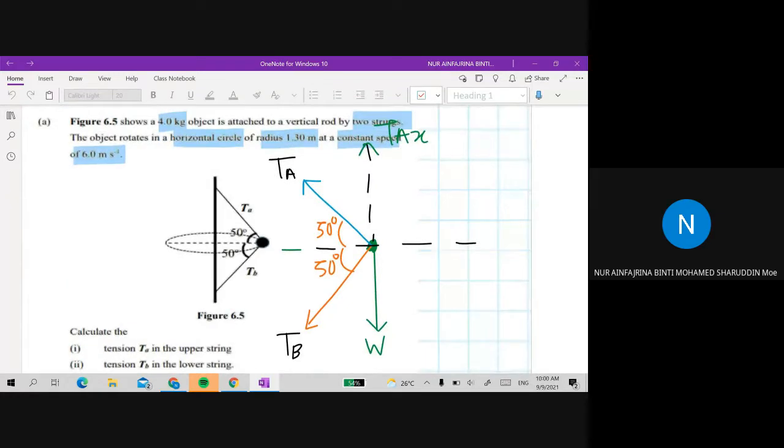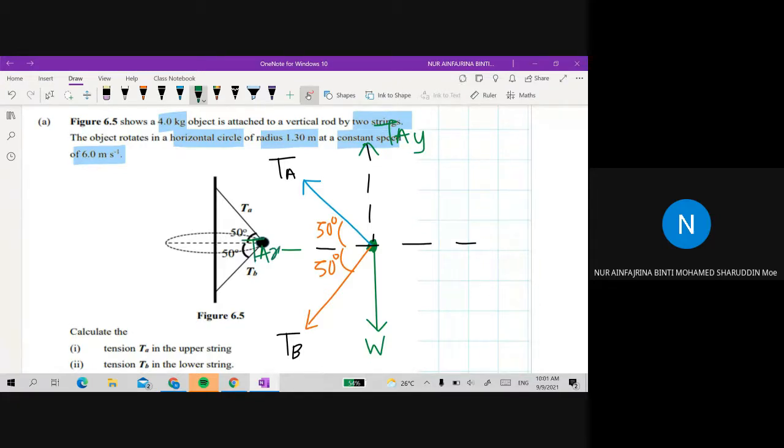So, dekat sini akan jadi TAY and dekat sini akan jadi TAX. And dekat sini juga akan jadi TBX dan di sini akan jadi TBY. Okay, now let's resolve first.